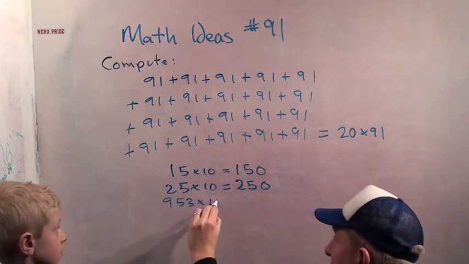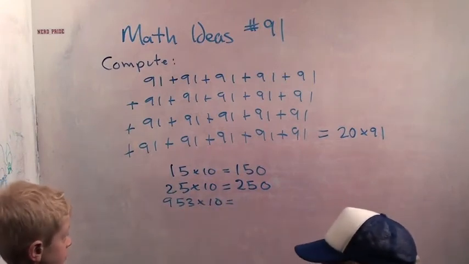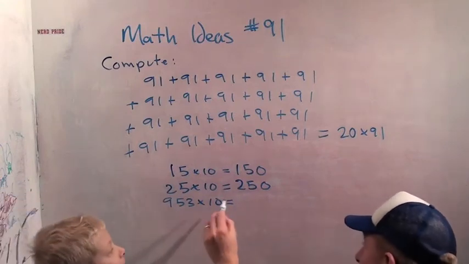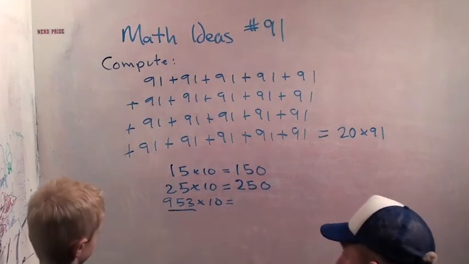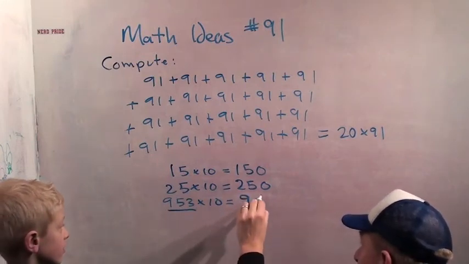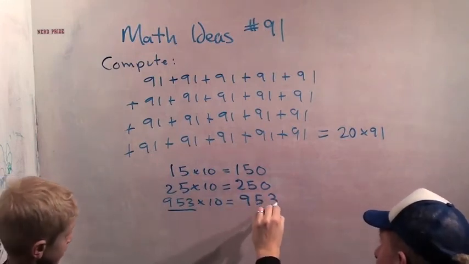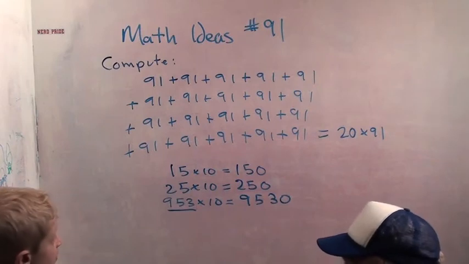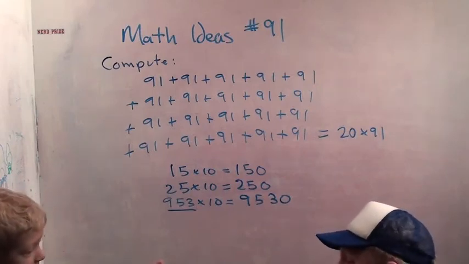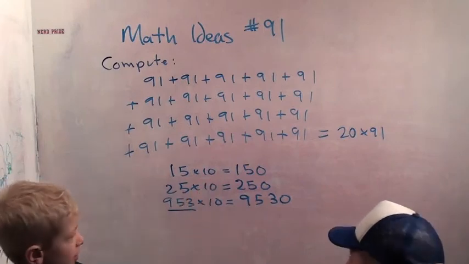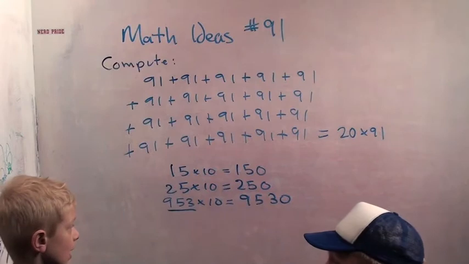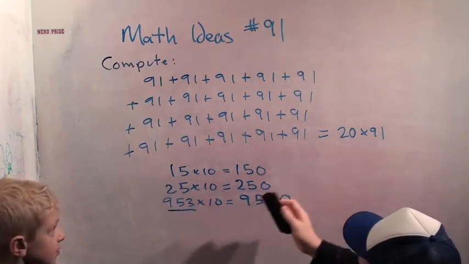What do you think 953 times 10 is? Whoa! What do we do to the number when we multiply it by 10? We add a 0. So let's just add a 0 to 953. What number is that? 9,530. Nice. Whoa, you just learned how to multiply 953 by 10. But now we have to multiply by 20.